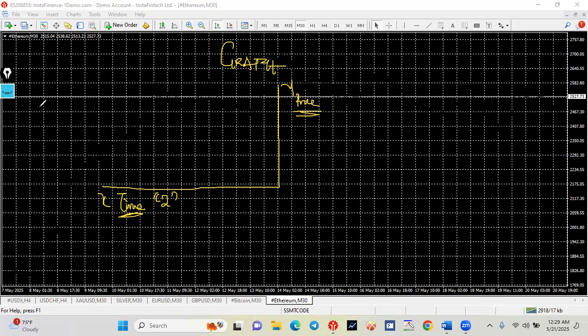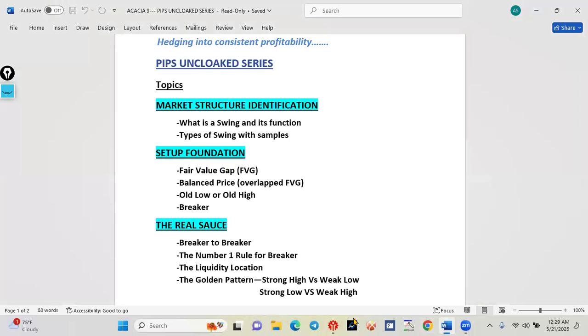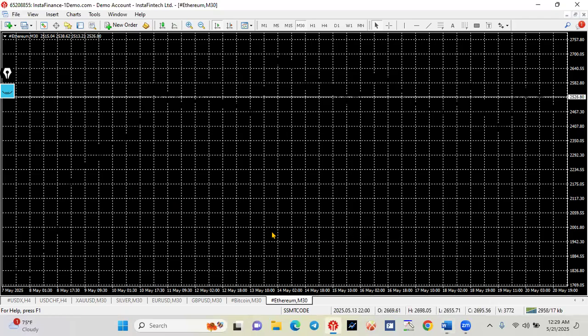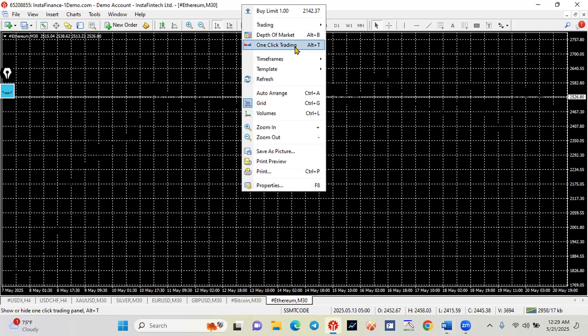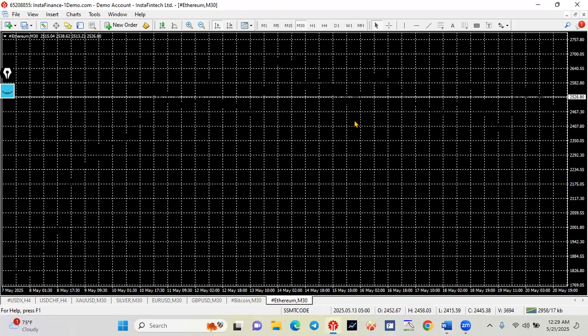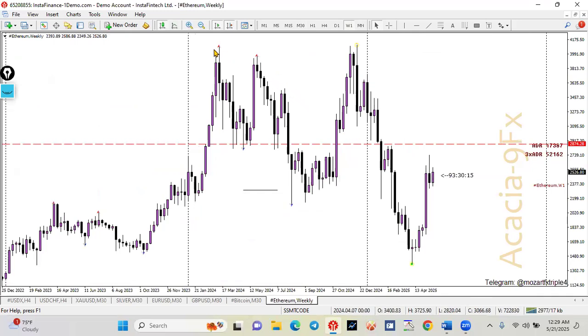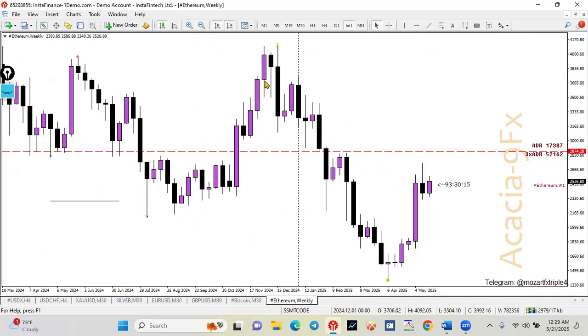So let's go to our work for today. The first thing that we'll be discussing, as you can see from here, is called fair value gap. I will just use my charts immediately, so let us not waste time. I will show you on the monthly time frame or weekly time frame. Let's use it. I'm going to make it big.